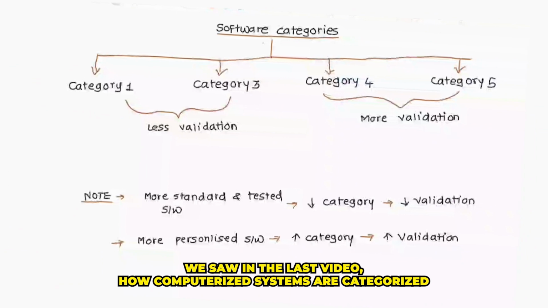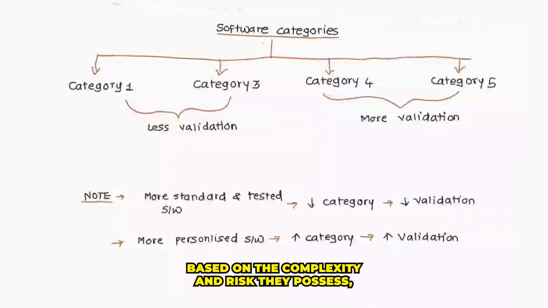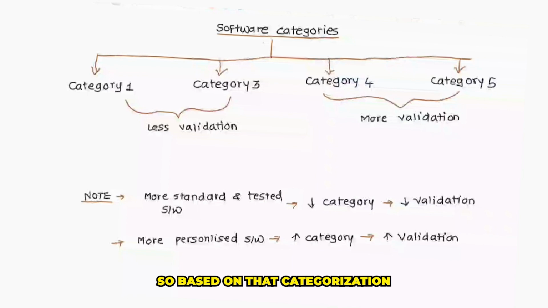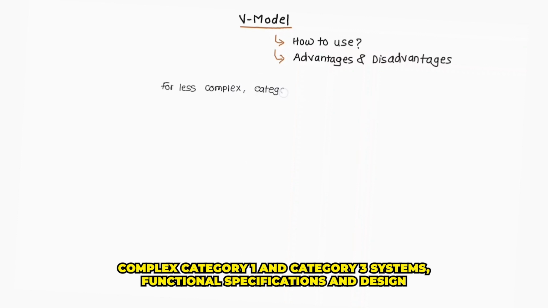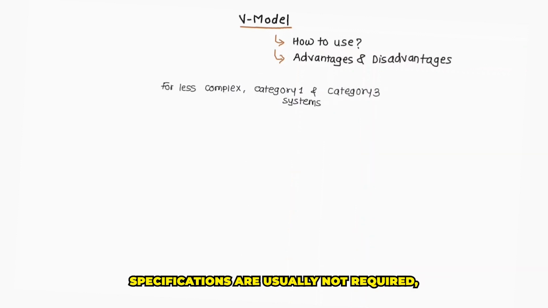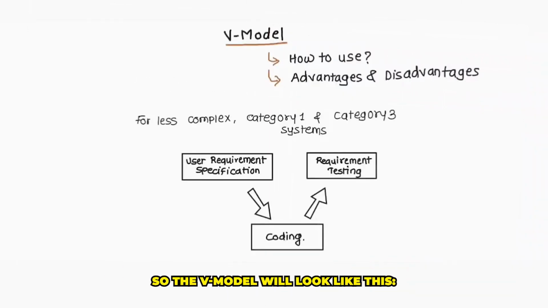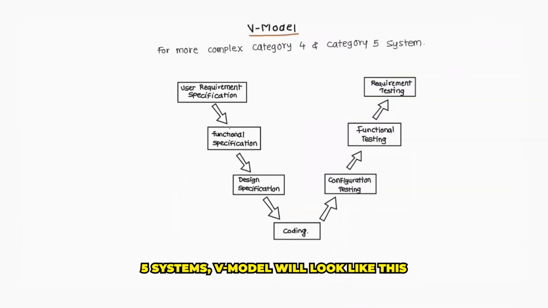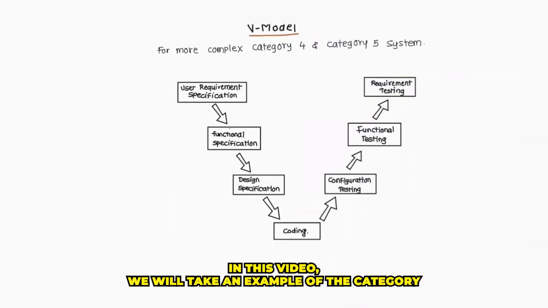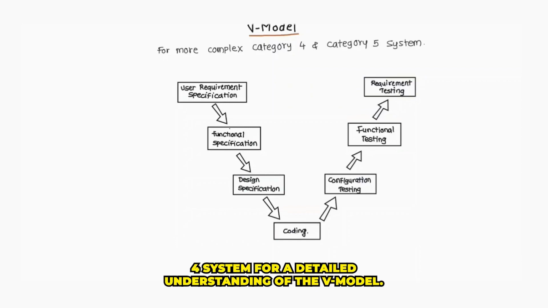We saw in the last video how computerized systems are categorized based on the complexity and risk they possess. Based on that categorization, the V-Model structure will change. In less complex Category 1 and Category 3 systems, functional specifications and design specifications are usually not required, so the V-Model will look like this. And for more complex Category 4 and Category 5 systems, the V-Model will look like this. In this video, we will take an example of the Category 4 system for detailed understanding of the V-Model.